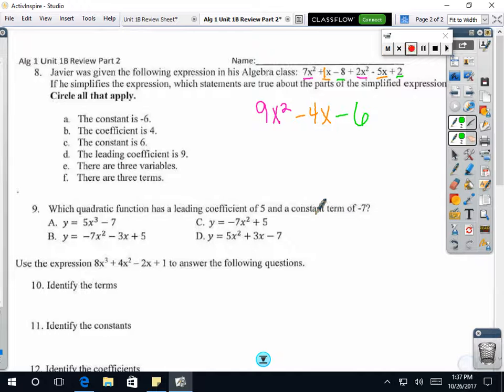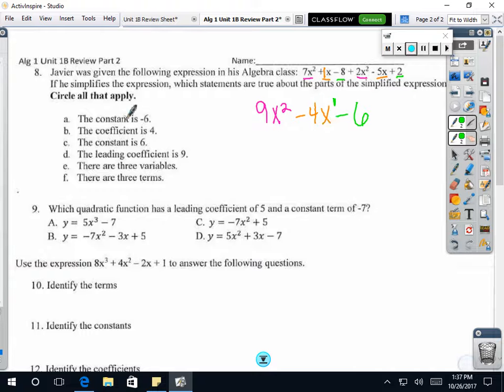Is this polynomial in standard form? Yes. What does that mean? Right, the exponents are greatest to least. This is the largest exponent, this is the next largest, this has no exponent at all. That's what it means to be in standard form. What do we name this polynomial? Quadratic trinomial. Quadratic because it's degree 2, that's the highest exponent. Trinomial because it has 3 terms.